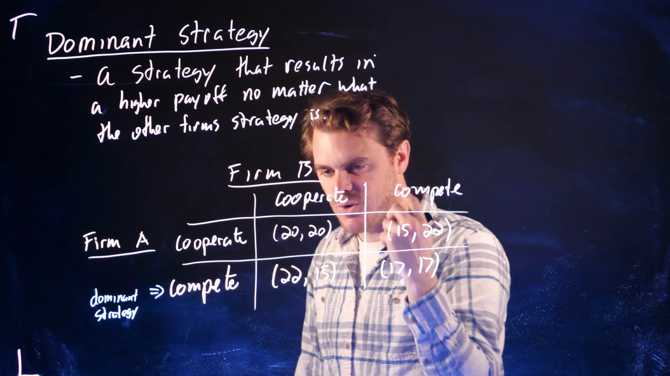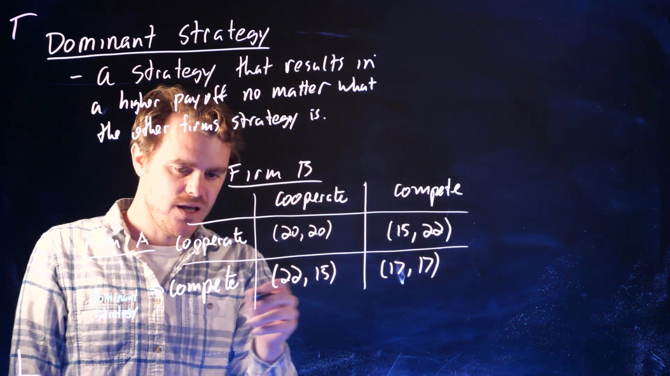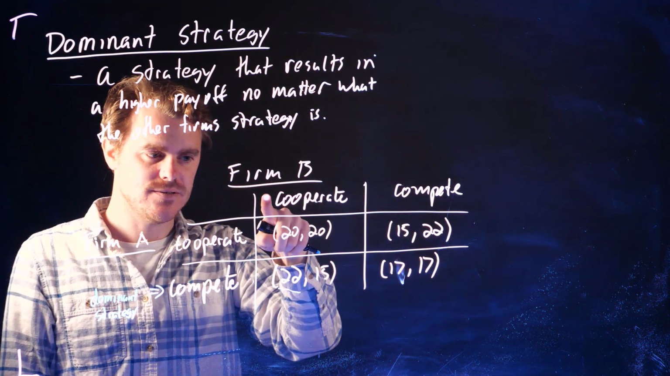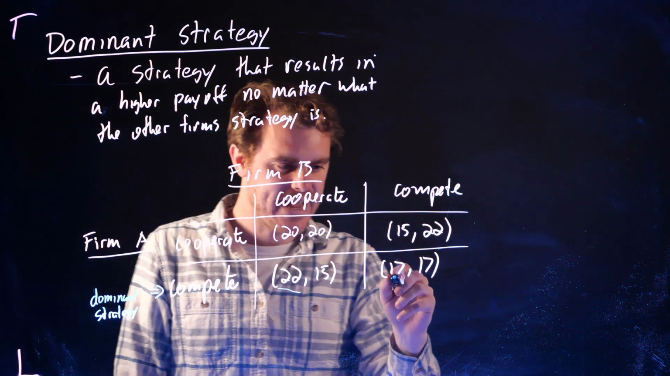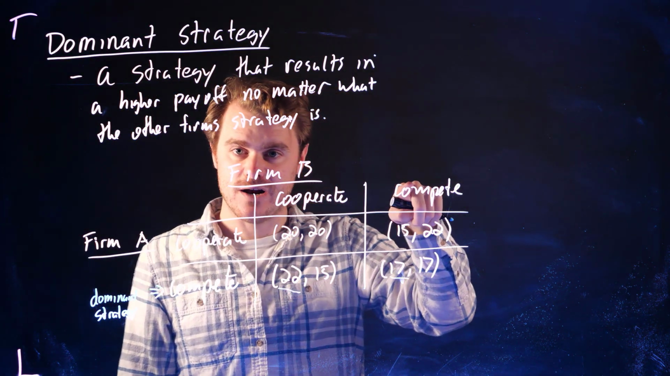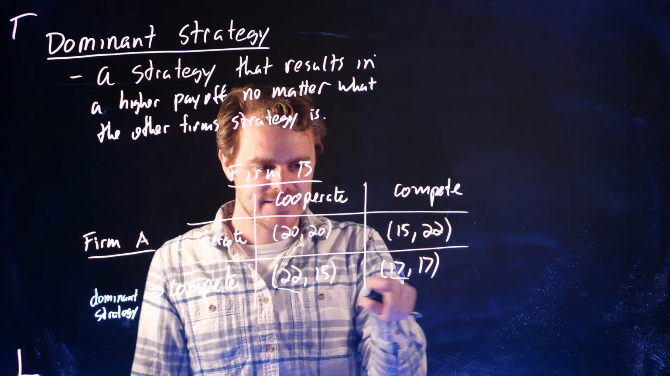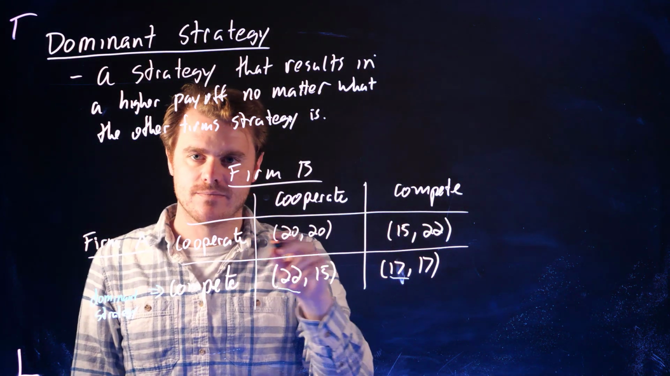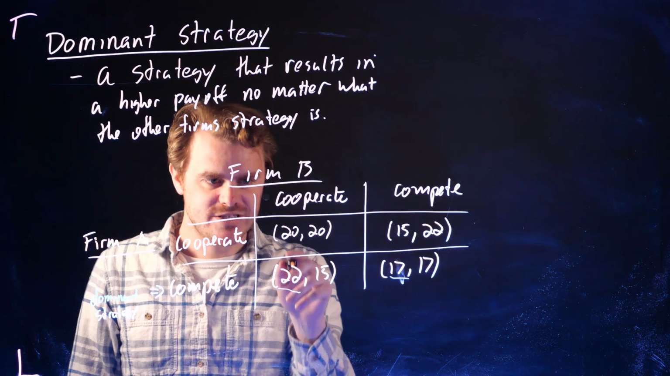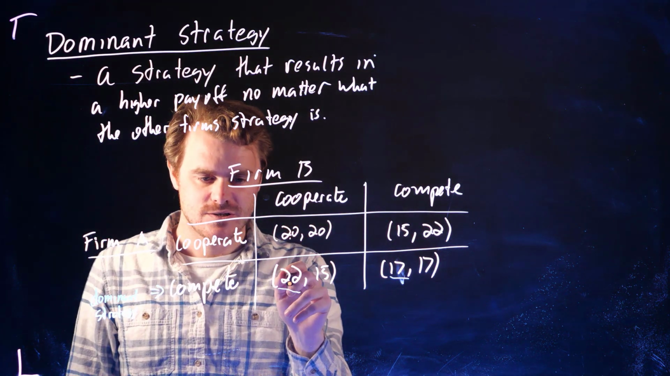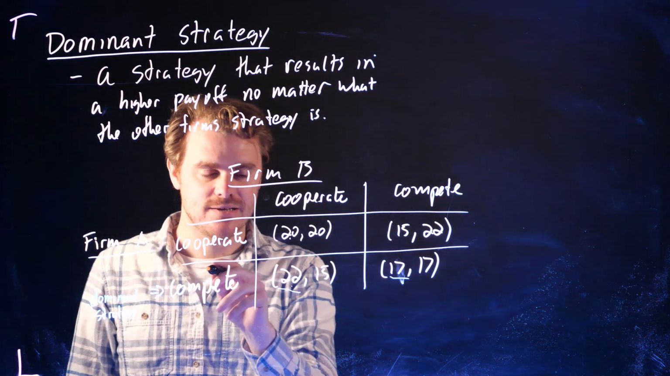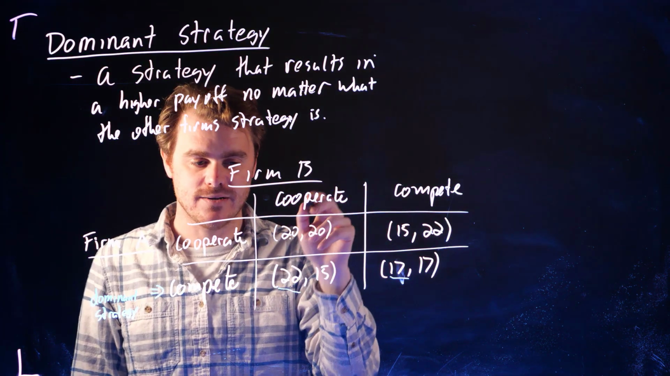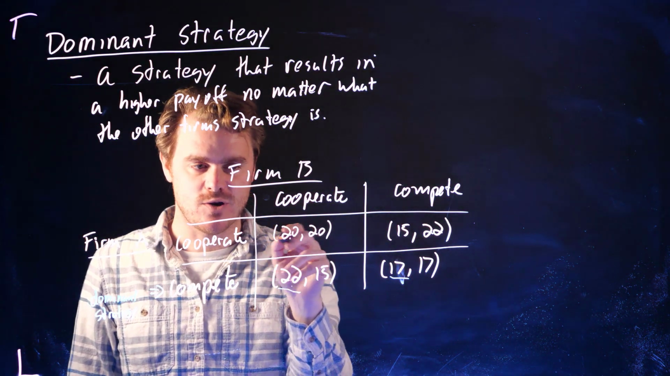So dominant strategy. And why it's a dominant strategy is that if firm A competes, they get 22 if the other firm cooperates, or they get 17 if the other player competes. This is a higher payoff than cooperating, right? So 22 is greater than 20. So playing compete is better than playing cooperate if firm B is cooperating. Because if you compete, you get 22, whereas if you cooperate, you only get 20.